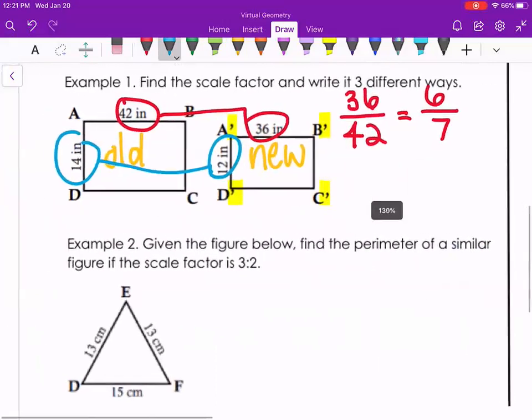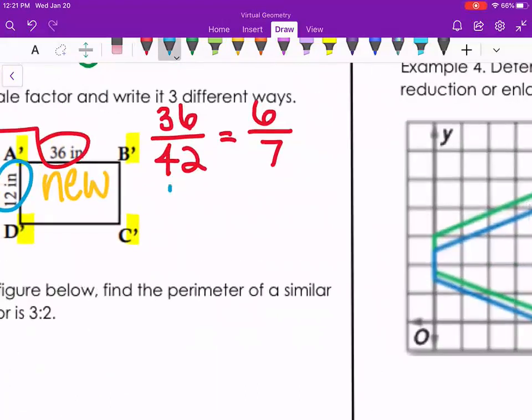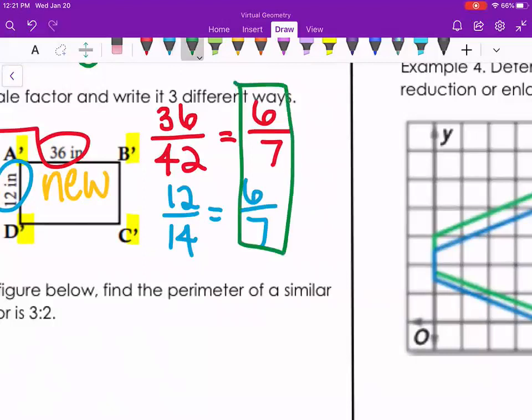14 and 12. 12 is from the new, so it needs to be on top. 2 goes into both of these, so 2 goes into 12 6 times, and 2 goes into 14 7 times. They are in fact the same, and that's what you want to happen. They must be the same. Otherwise, you do not have a scale factor, and these figures aren't similar at all.